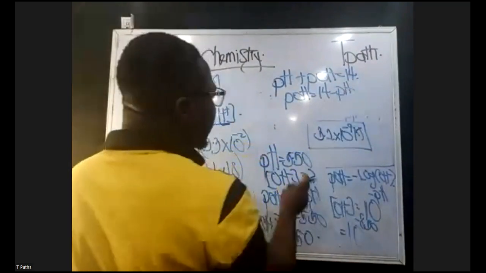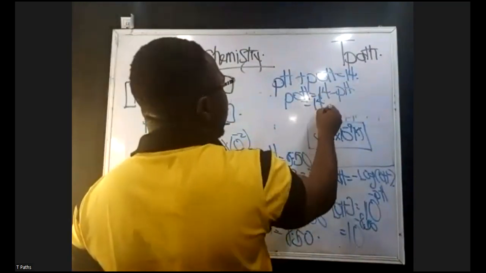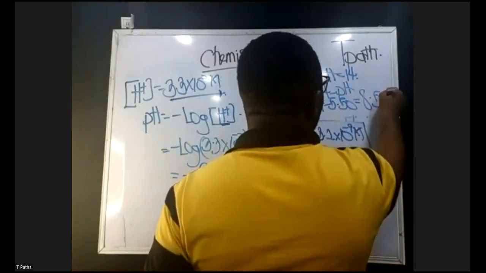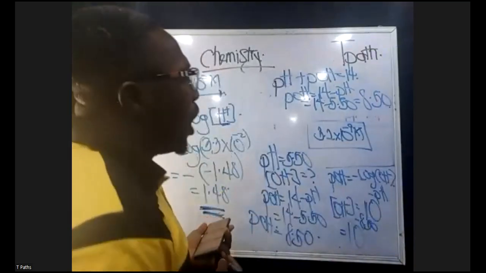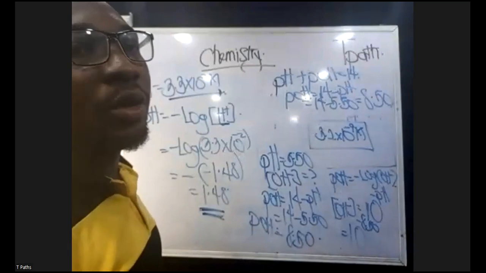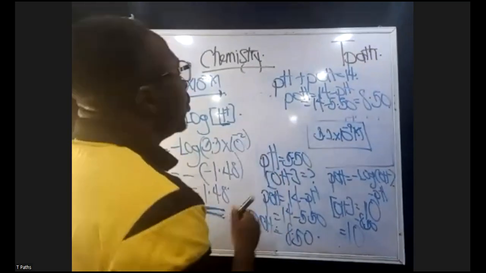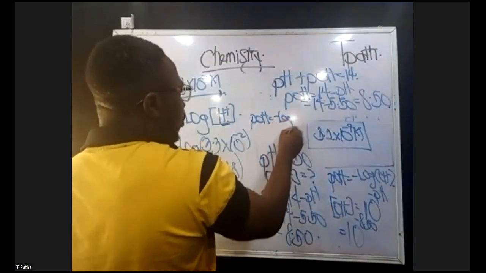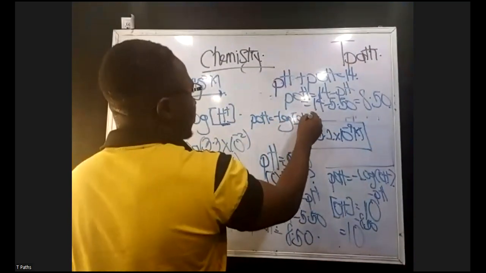We are told that the pH is 5.50. So this is 14 minus 5.50, and this is 8.50. This is the pOH. Now we have pOH, we can get the OH minus ion. We recall that pOH is equal to minus log OH minus.